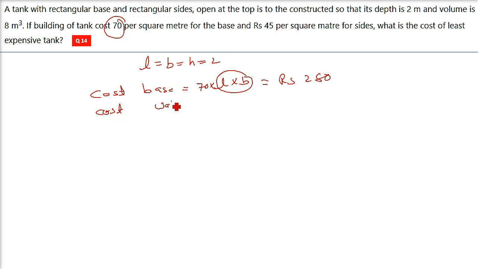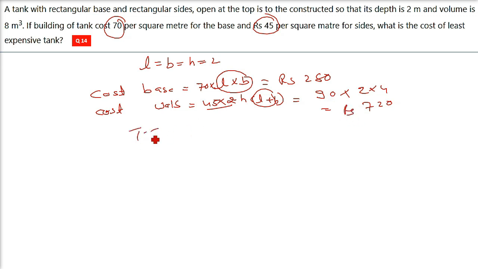What is the cost of the walls? There are 4 walls which we talked about. If you remember, it was 2 into H, L plus B. H is 2, L is 2, B is 2, so 2 plus 2 is 4, 4 into 2 is 8, 8 into 2 is 16. We need to multiply this 16 with 45, and this will be the cost of the wall. And when you see here, 8 into 9, 720 rupees. We need to add both of these costs in order to get the total cost for the whole tank. 280 plus 720 is going to give you 1000 rupees. That will be the total cost.